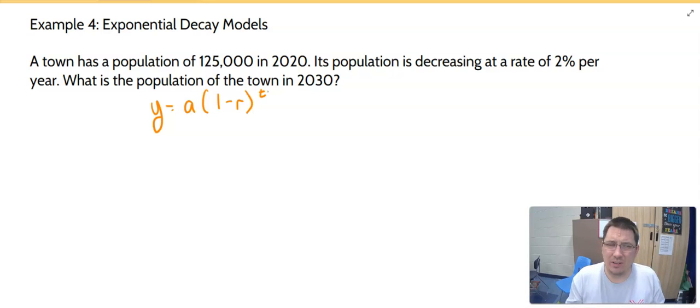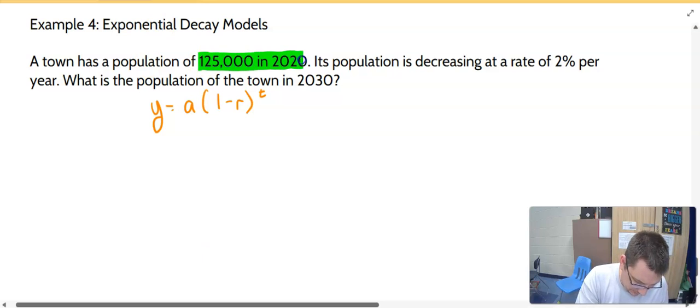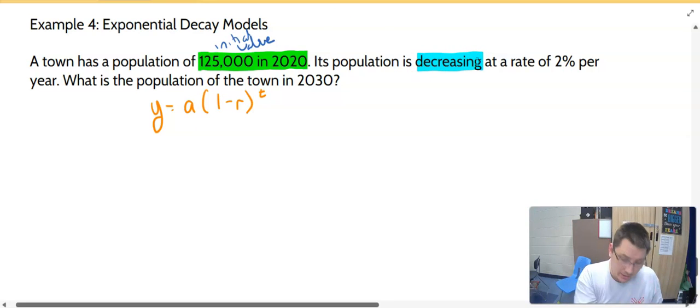Now, are we always going to know if it's going to be a plus or minus beforehand? No. We actually need to read the problem to know, is this growing or is this decaying as we go longer and longer in time? And so let's look at this question. We've got a town has a population of 125,000 in 2020. And so that's our initial value. And then we say that the town is decreasing, so there's our decay, at a rate of 2% per year.